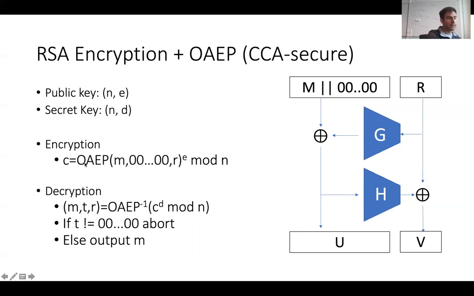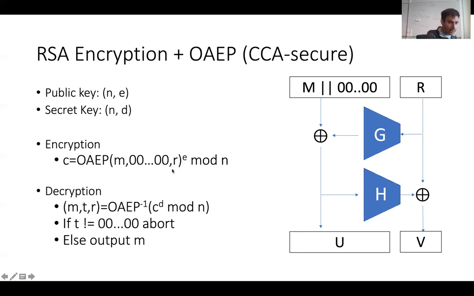OAEP is an invertible function. This is not an encryption scheme. It's an invertible function, very easy to invert, which maps a message. We take some message and some randomness, map it into something, and then you can go back. So the way you use OAEP would be that you take OAEP, which is a function of the message. Then for technical reasons, you add a bunch of zeros and some random value that you choose for every encryption.